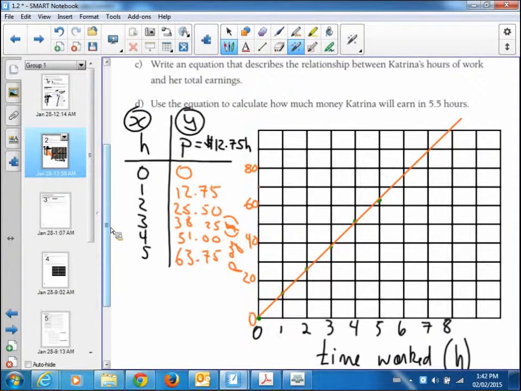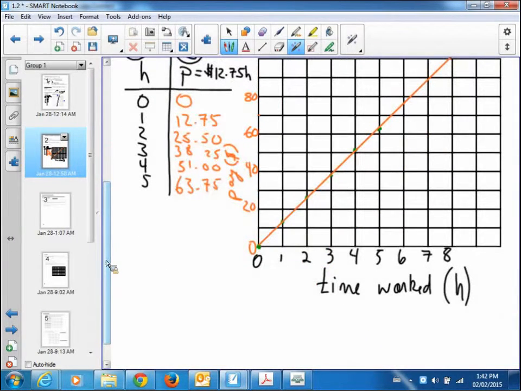Use the equation to calculate what you would earn in 5.5 hours. So use 12.75 times h, with h being 5.5. I think you could do that if you like.